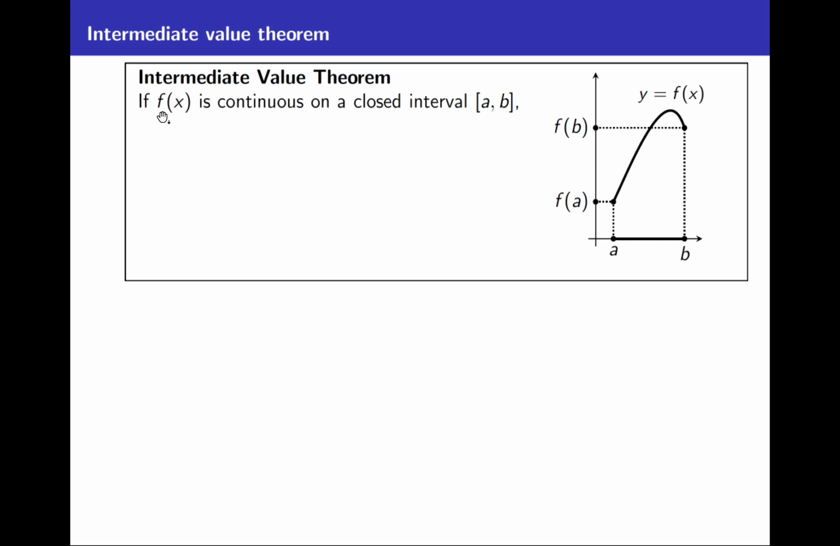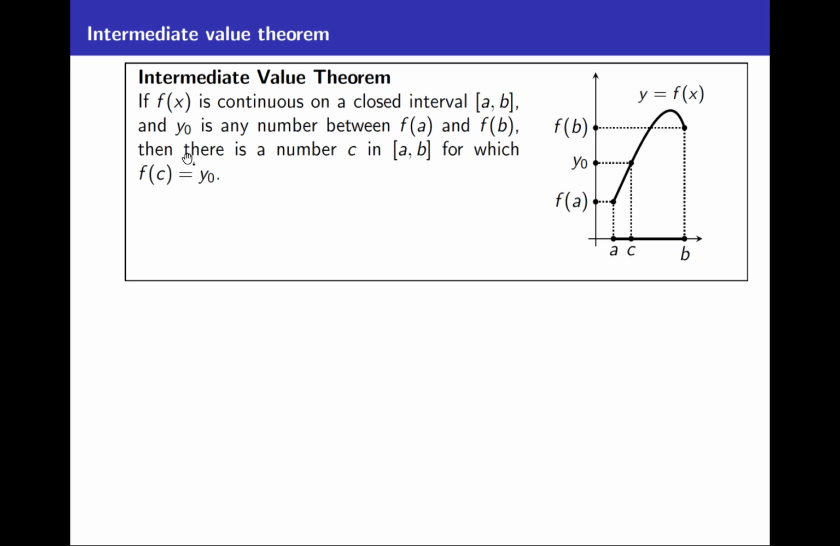It starts out, if f of x is continuous on a closed interval from a to b, and off to the side I've drawn this closed interval from a to b with a continuous function on it, and y naught is any number between f of a and f of b. So here's a y naught that's between f of a and f of b. Then the theorem asserts there is a number c in the closed interval from a to b for which f of c equals y naught.